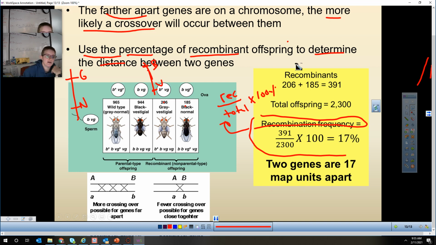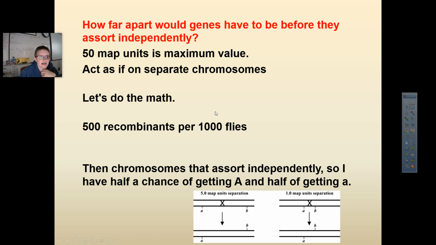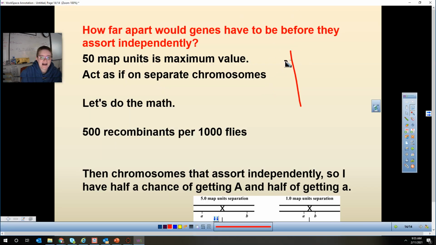That's pretty interesting, and we'll look at recombination frequency again later. So how far apart do they have to be before they assort independently? 50 map units is the maximum value. If things are 50 map units apart, that means they recombine 50% of the time, and that's just like acting on separate chromosomes. You really can't be any further than 50 map units apart, because at that point you cross over often enough that it's almost like independent assortment.